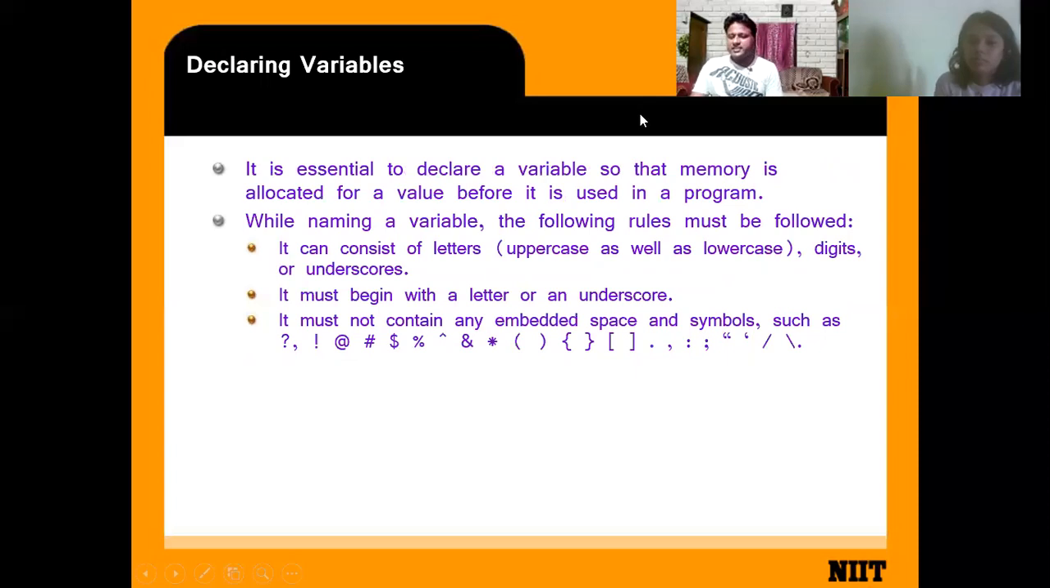It is essential to declare a variable so that memory is allocated. It is essential to define a variable, or to give a name to a variable. While you are giving a name to a variable, we have to give a proper name. So what is the name you have to provide?